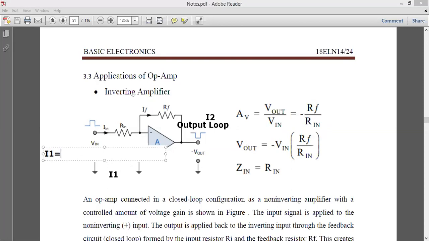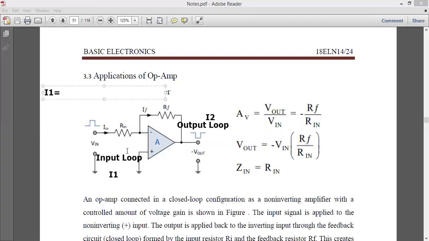I is equal to V by R. Okay, so I is equal to V by R, you can take. So what is the voltage applied at the input loop? That is nothing but V in. Okay, minus, there is not only one input voltage which is applied to the op amp.